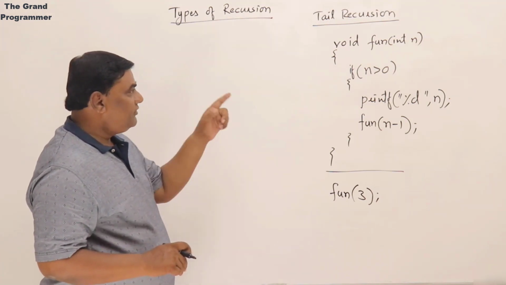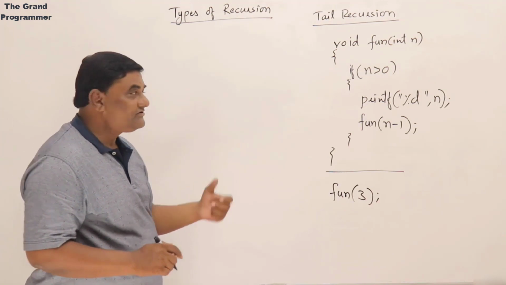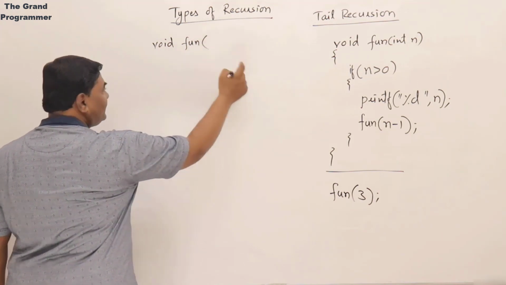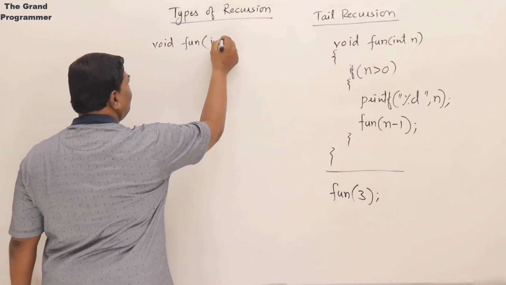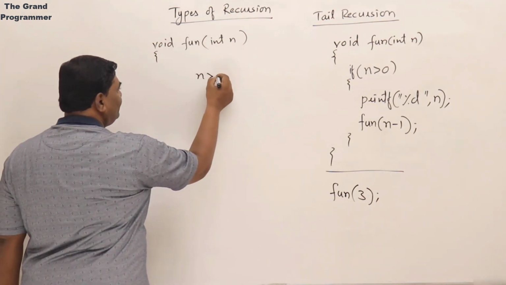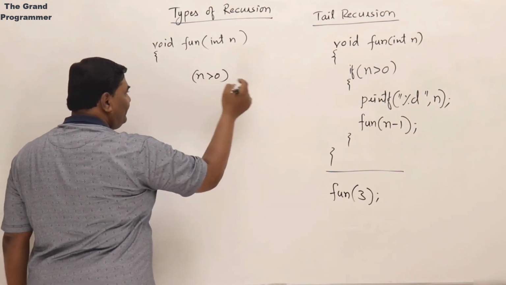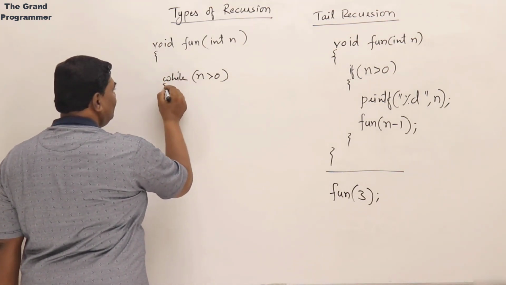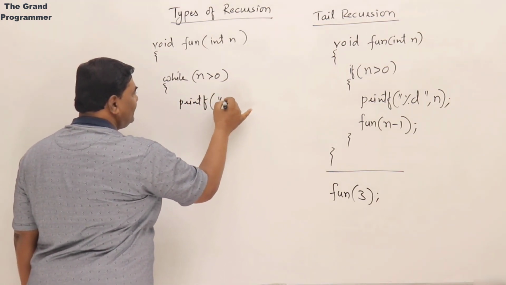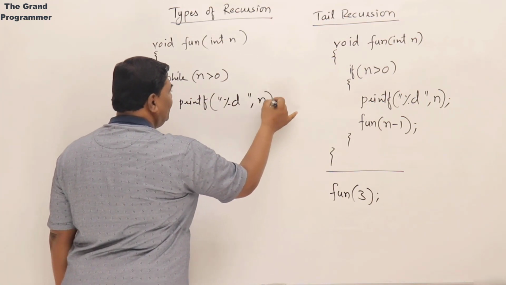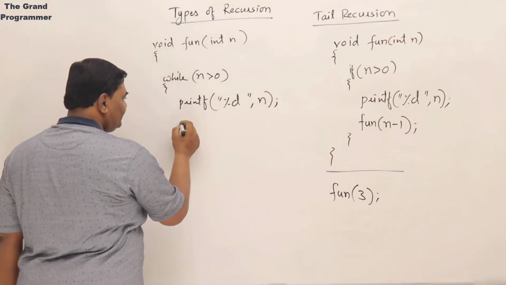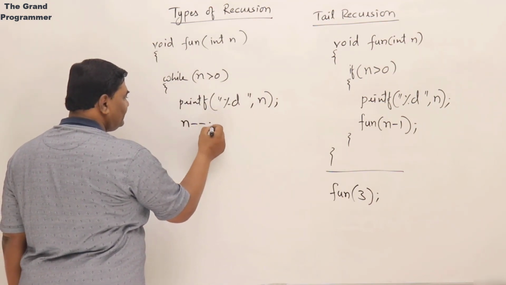Now the same function, I want to write it using a loop instead of recursion. So I will write the function here: void fun, which takes parameter n, and the first thing is n greater than 0. I will write n greater than 0, but instead of if, I will write it as while. Then inside this, printf statement, printf "%d " with n. Then instead of calling the function again with a reduced value of n, let us do n minus minus.